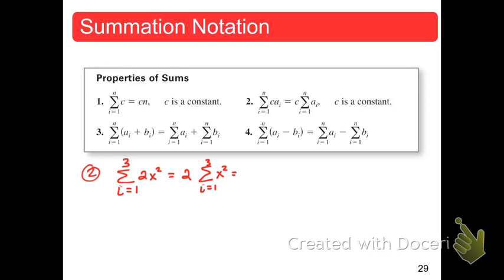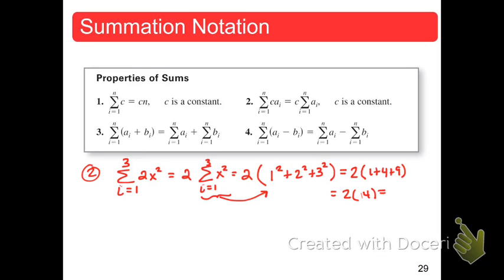Which means I don't have to keep doing the 2 every time. So it would be 2 times, and then this here would be what I put in parentheses. So I would end up with 1 squared plus 2 squared plus 3 squared. I'm just showing you how this works. So then you get 2 times, and you work that out. What's that? 1 plus 4 plus 9. So it's 2 times 14. So you get 28.